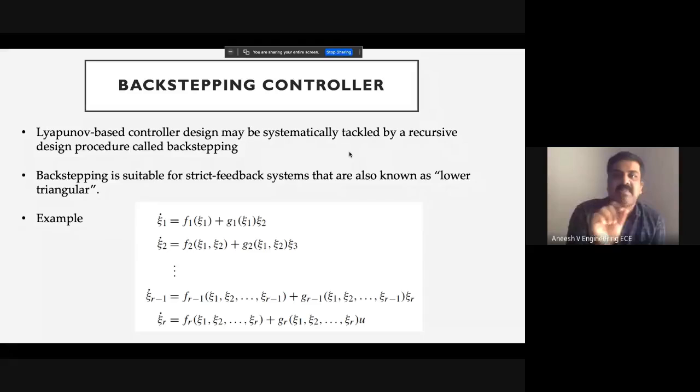From that, after stabilizing it, I am just coming to the outer system. I am stabilizing that outer system, then I am coming to the outermost system, like that it is coming to the final system of stabilization. This type of stabilization technique is known as recursive design procedure.